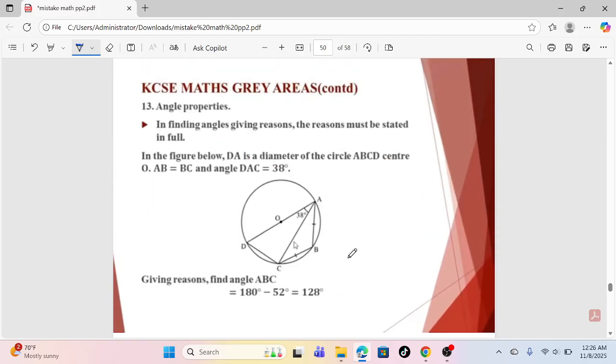Angle properties: in finding an angle given a reason, the reason must be stated in full. The reason must be full. So even if you just write a dot and leave your answer because it defeated you, this will be marked as an attempted question. So you should cancel it and leave it.